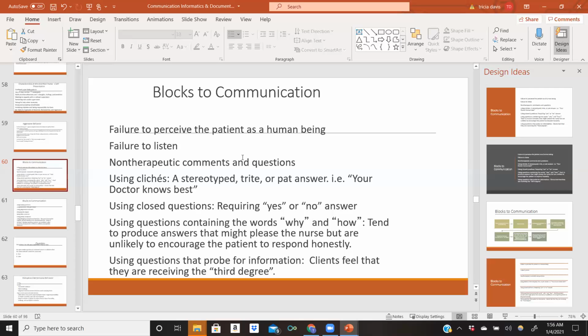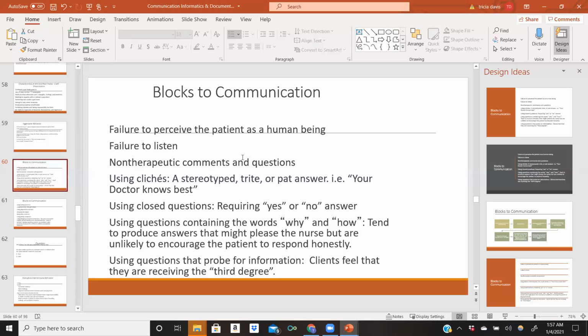Certain types of comments and questions should be avoided in most situations, because when you use them, they tend to impede the formation of any effective communication. Some of those things that we want to avoid are clichés, any stereotypes, or saying things like, your doctor knows best, you're in good hands, just don't worry, you're fine, you're in the best hospital around. You want to avoid saying things like that.